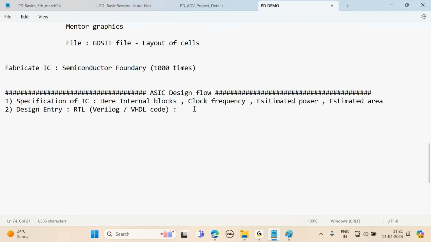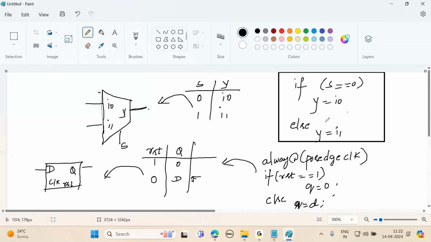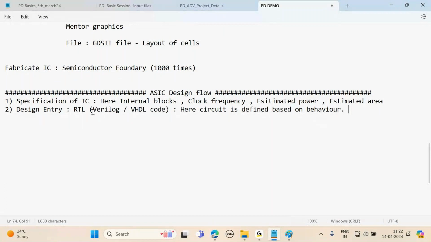So here the circuit is defined based on the behavior. Behavior modeling helps you to use if statements and case statements. By using that, you can define the circuit easily, which I have already done here. So for that reason, we do design entry by using RTL. So next, what is the third thing?